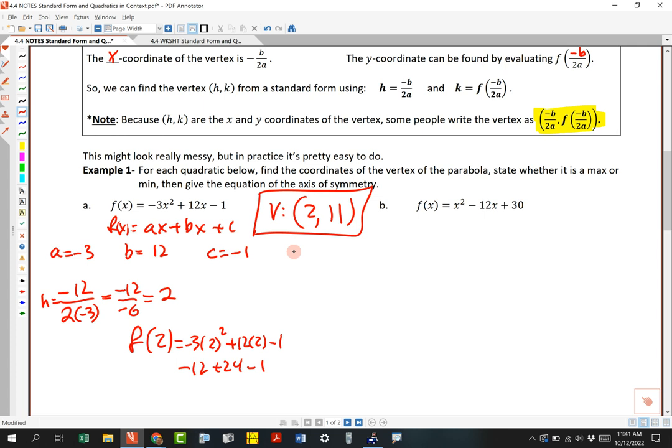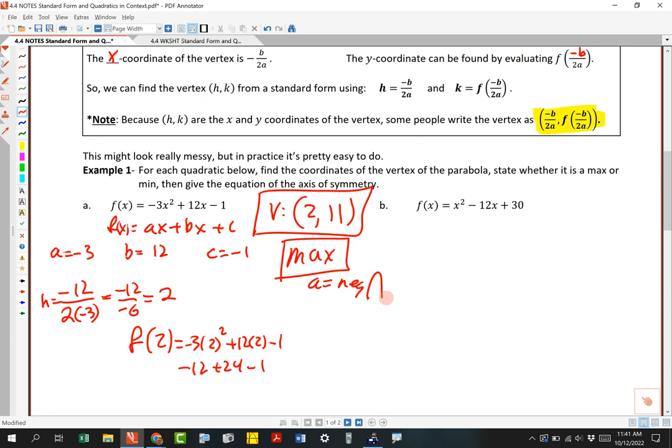Crew, max or min? Max. He is right. Crew, pick somebody else to tell us how you know it's a max. Jack. Because it's a negative, so it goes down. Negative coefficient. The reason here is a is negative, so it's going to open down. It's going to look like this. It's going to have a max.